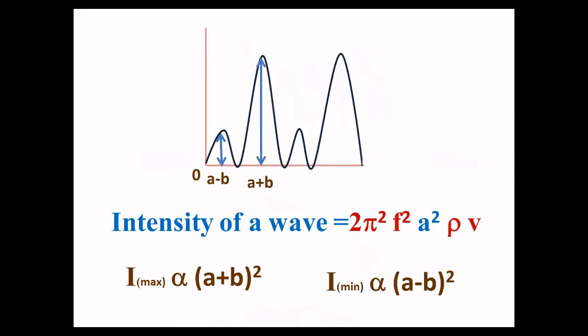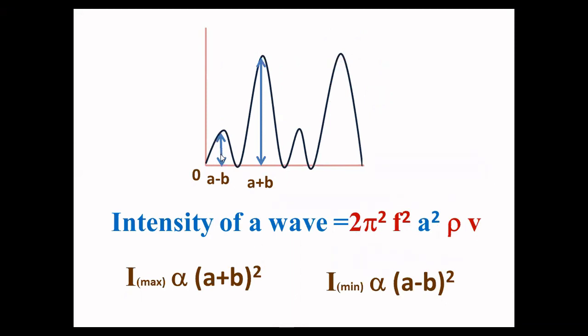Now, we will have a few more things to clarify. You know, intensity of a wave is 2 pi squared f squared a squared rho v. So wherever the amplitude becomes larger, there the two waves must have fallen with crest on crest. So it should be a plus b. What is the intensity there? A plus b whole square.